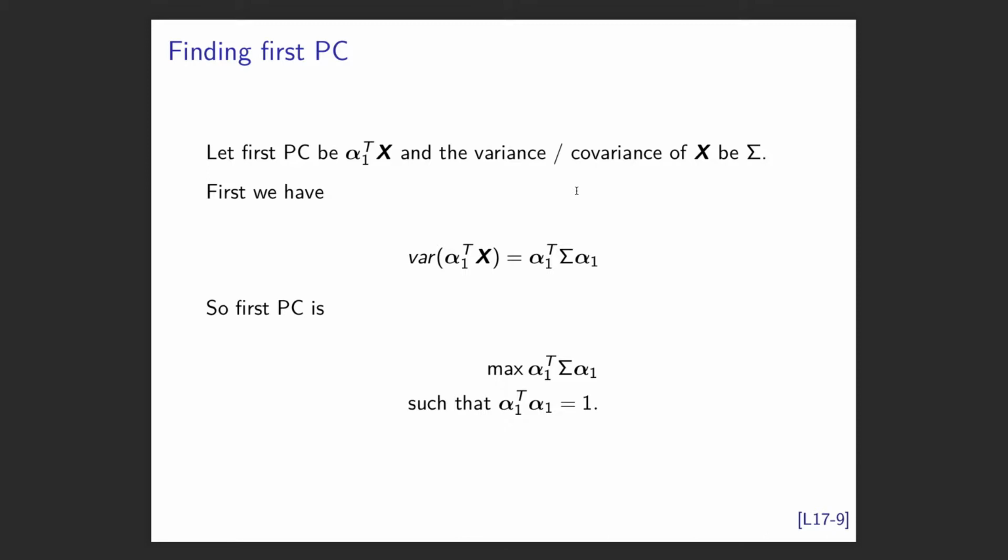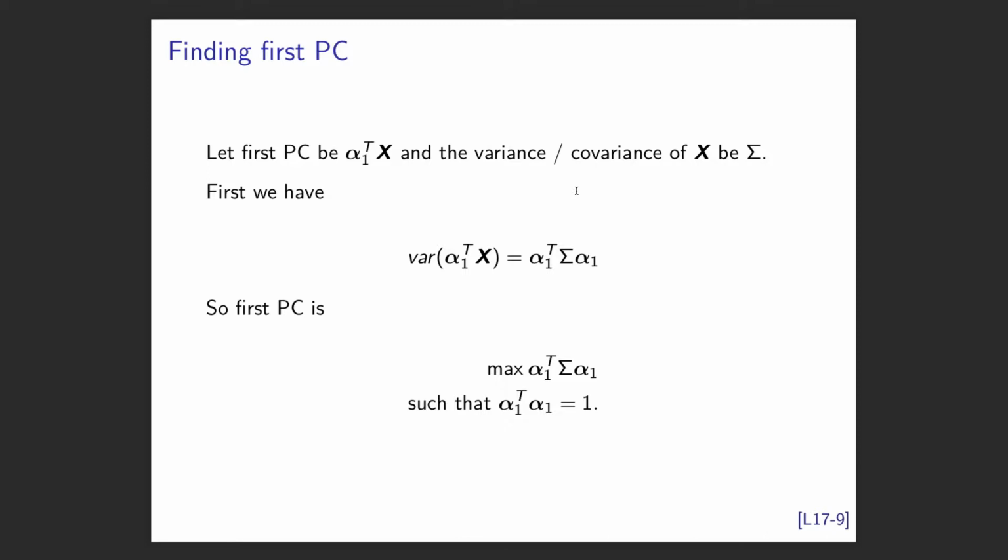So, let's think about mathematics for this. If you want to know more about PCA, the classic canonical text is Jolliffe, J-O-L-L-I-F-F-E. If you want to get a copy of it, I have a PDF of it. So our first principal component is going to be a1 transpose x. I put the loadings into a vector and called it alpha 1. So that is my linear combination in linear algebra: alpha 1 transpose times my random vector of stuff.